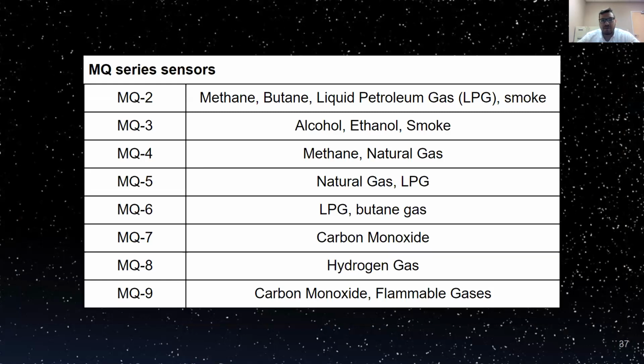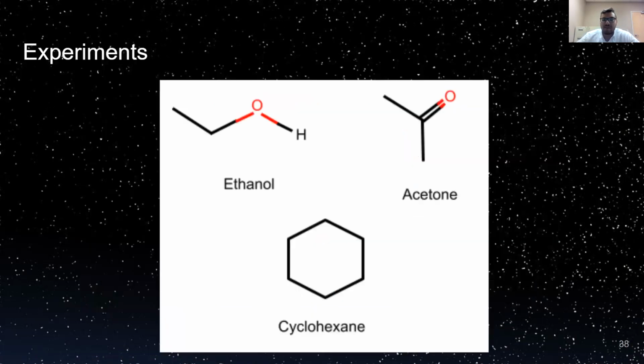So our MQ series sensors that we selected are MQ2 through MQ9, for a total of 8 different sensors. You can see there's a little bit of crossover between each of these sensors. They are still differentially reactive, but they all have a different range that they are sensitive to. And this right here is, for the chemists, the structure of the target chemicals. So we have ethanol, acetone, and cyclohexane.